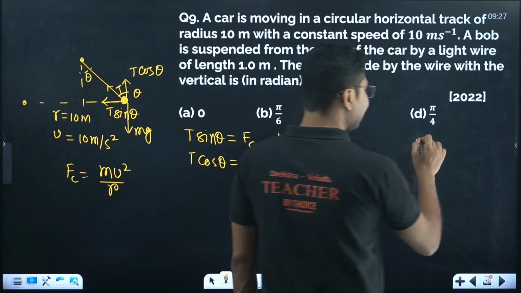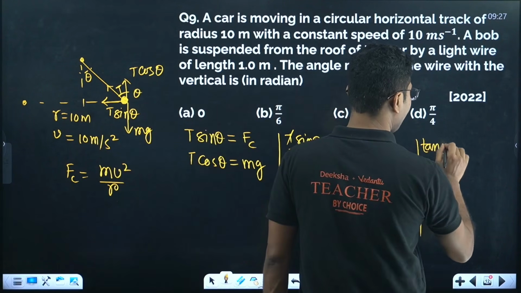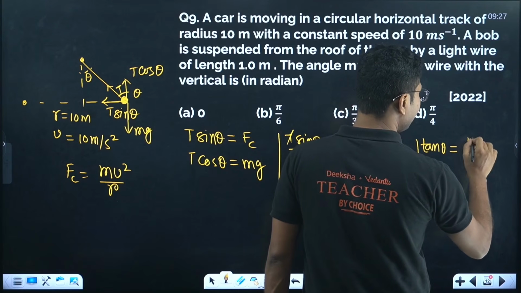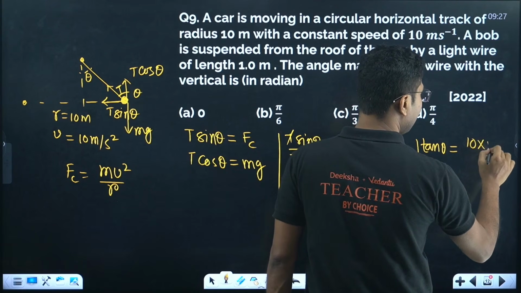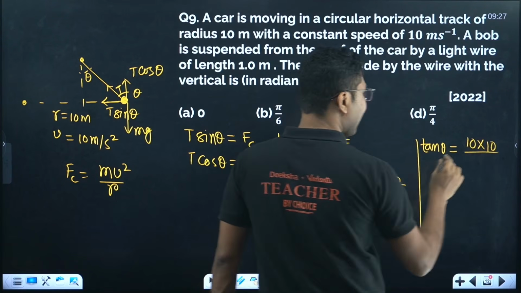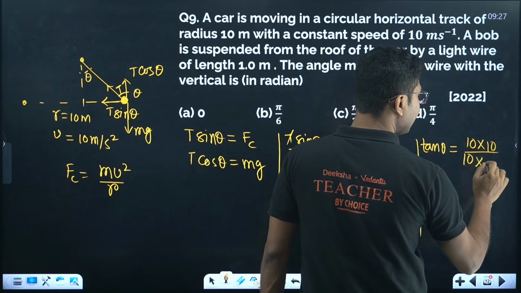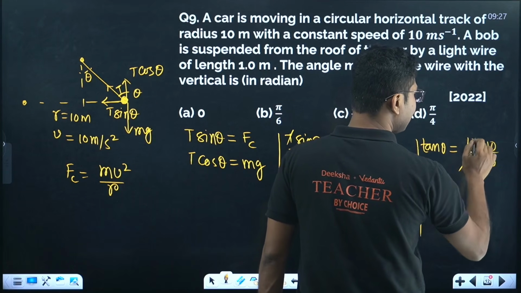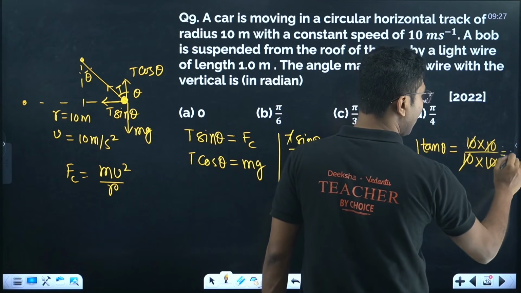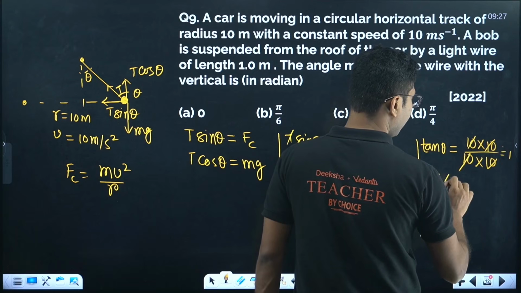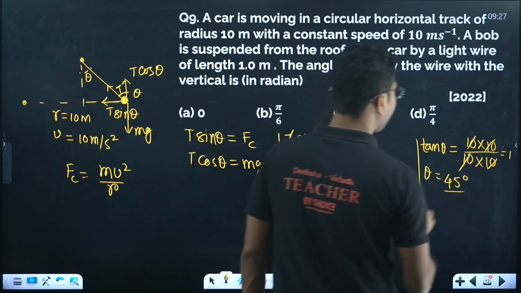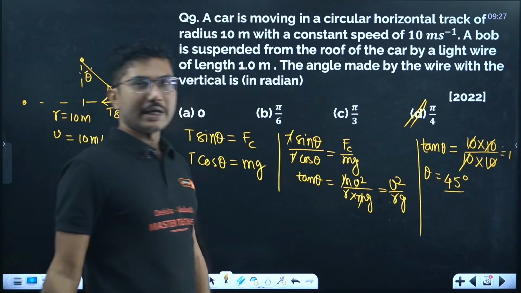So what is tan theta then? Tan theta will be equal to v square by rg. What is v? V is 10, so 10 into 10. What is r? R is given as 10 meters, and g we are assuming 10 meter per second square, so everything cancels, and we get 1. So theta equals 45 degrees or pi by 4. So theta is pi by 4.